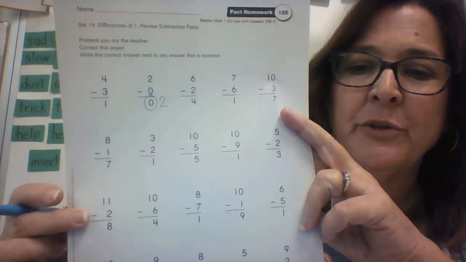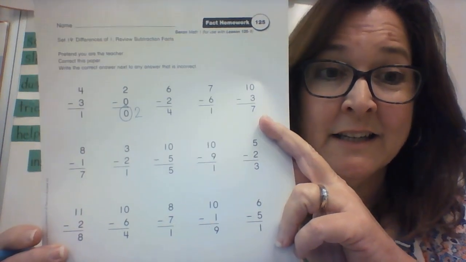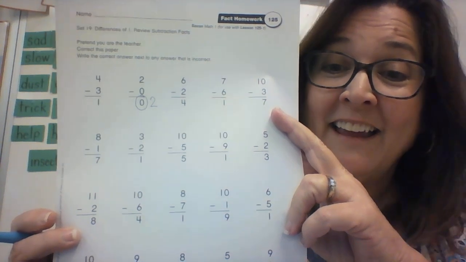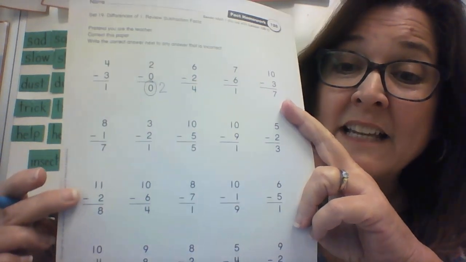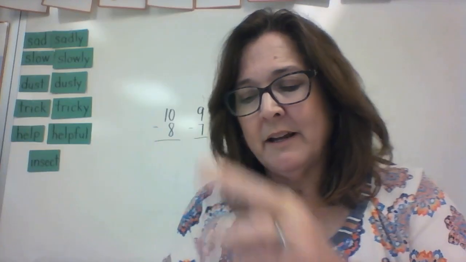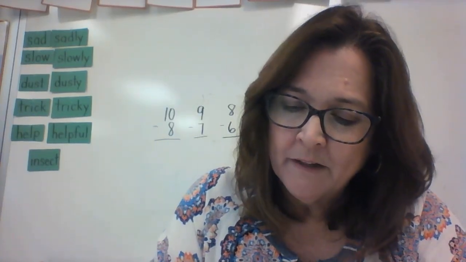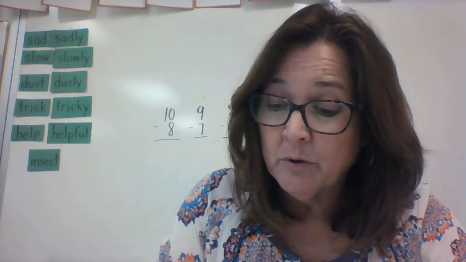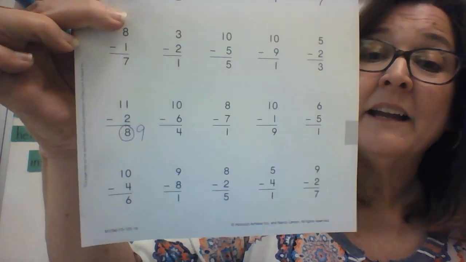11 minus 2 equals 8. That's not right, is it? What does 11 minus 2 equal? 9, that's right. We have to circle that. 11 minus 2 does not equal 8. That is wrong. It equals 9.